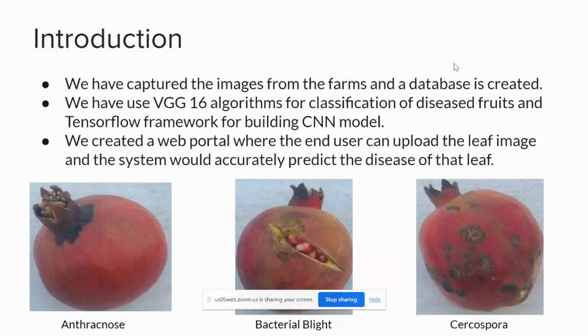So we have gained some domain knowledge from the domain experts. After creating the database, our next step was to select the best algorithm so that the accuracy can be maximum and better results can be found. For this, we have used a deep learning model, the VGG16 algorithm, for classification of diseased fruits. We have used the TensorFlow framework for building the CNN model. We have also created a web portal where the end user can upload the leaf image of the fruit, and the system will accurately predict the disease of that leaf.